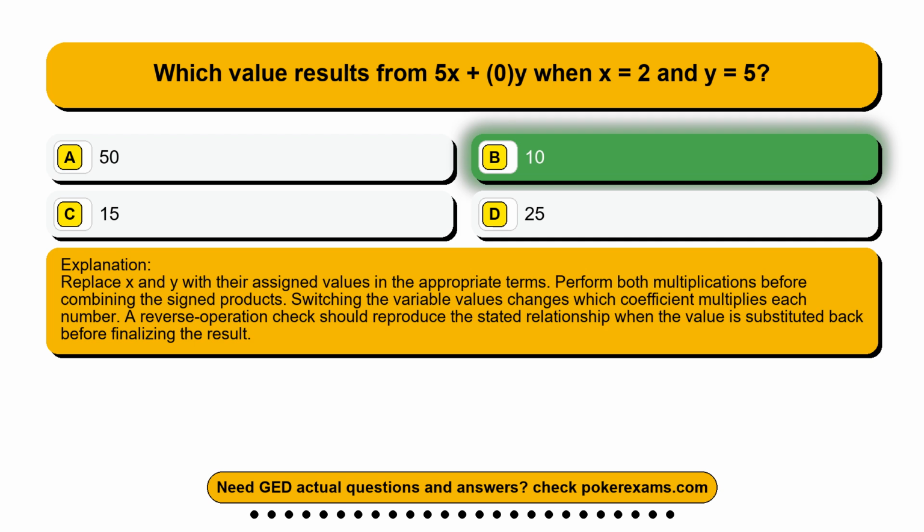Replace x and y with their assigned values in the appropriate terms. Perform both multiplications before combining the signed products. Switching the variable values changes which coefficient multiplies each number. A reverse operation check should reproduce the stated relationship when the value is substituted back before finalizing the result.